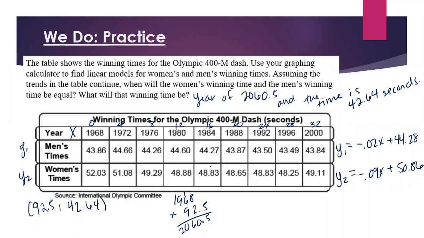Okay, so again, see how the intersection is not the answer, it leads you to the answer. So if you just told me 92.5, you would only receive partial credit because it's not what they're asking you. It asks, when will it be?